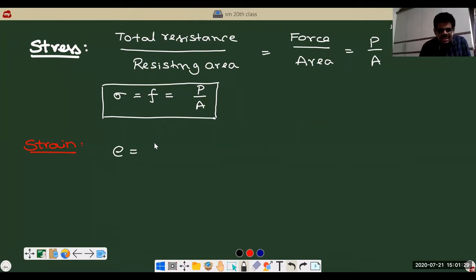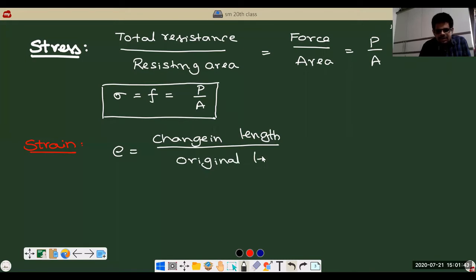So this is equal to the change in length by the original length. Simply, it can be written as e is equal to delta L by L, where delta L is the change in length and L is the original length. So this is the formula for strain. Coming on to the units.